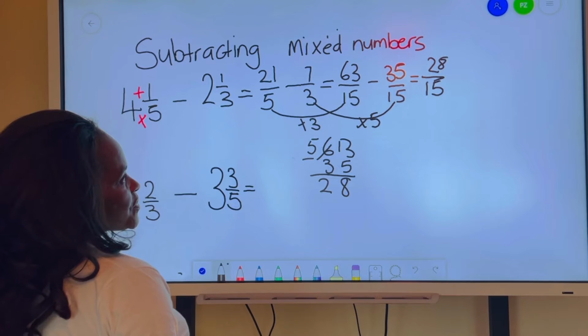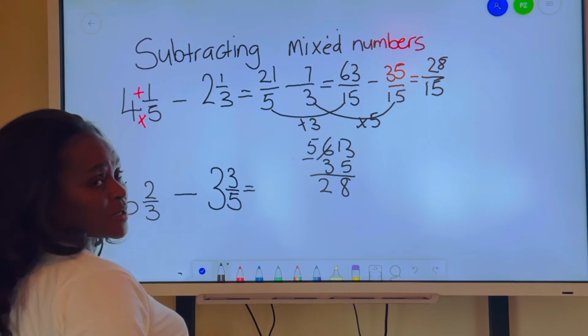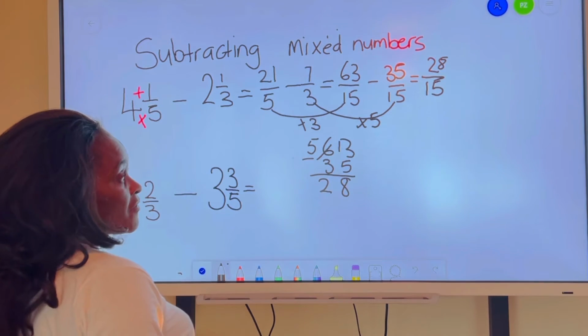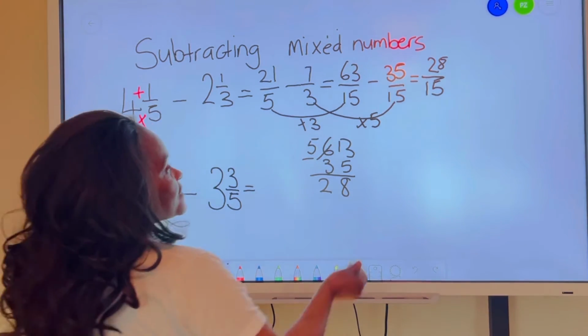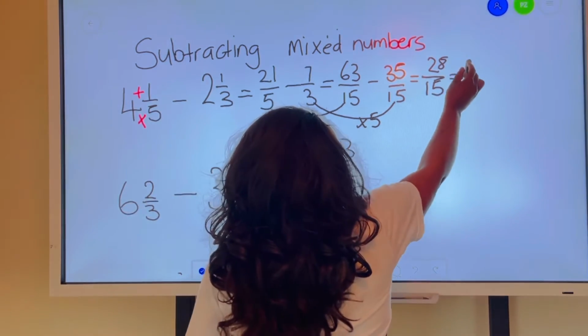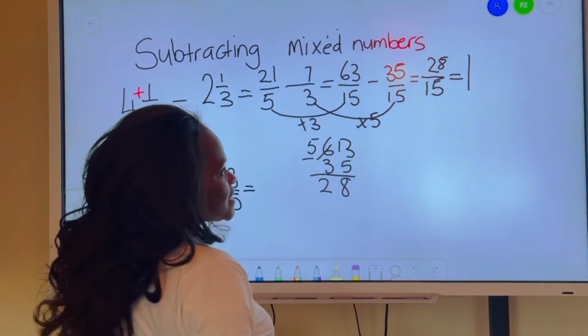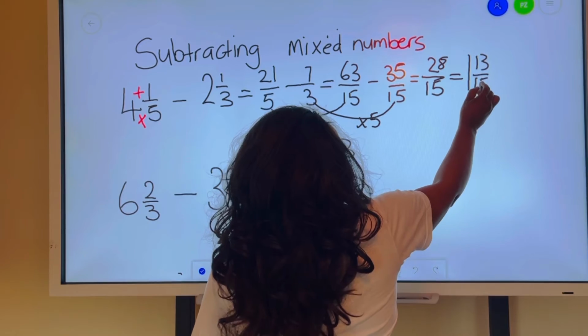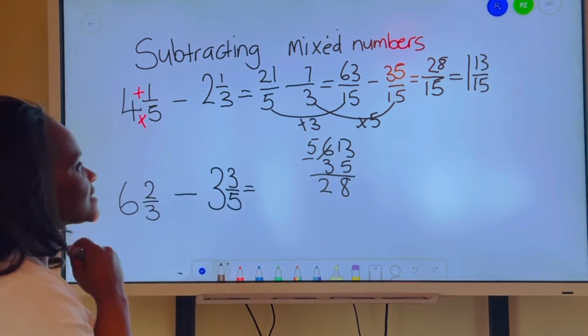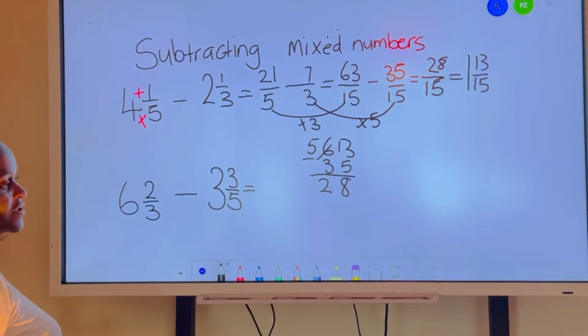Now when you have got 28 over 15, you can see it is an improper fraction. For us to simplify that, we need to change it to a mixed number. 15 into 28, it can only go once, and the remainder would be 13 over 15. So you've simplified that, so that's how you will do this. Now let's try the next one.